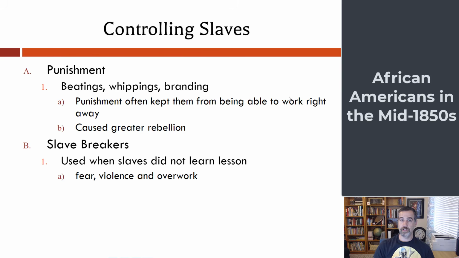Now, white Southerners, since they owned slaves, resorted to many different ways to control their slaves, to make them do what they wanted. The main way they did that was through punishments. So they would beat their slaves, whip them. They would use hot irons and brand their slaves. And this punishment often kept them from being able to work right away, obviously, if they had to recover from their wounds. And it did lead to greater rebellion by slaves across the South.